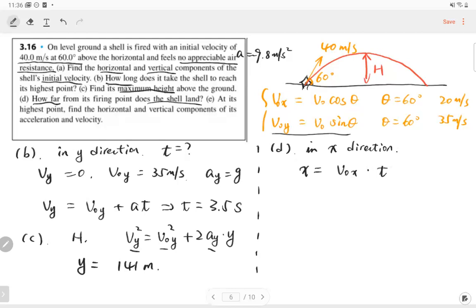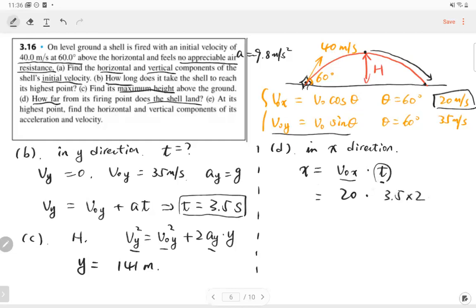How far? In the x direction, we only have one equation: x equals the velocity in the x direction times time, t. The t during the motion will be the total time from the starting point to the ending point. The time we calculated here is the time for the shell to reach the highest point, and then it takes some time to drop down. Because this motion is symmetrical, the total time is two times this time. It's double, right? So we have the initial velocity, 20 meters per second, times t, where t is 3.5 multiplied by 2.